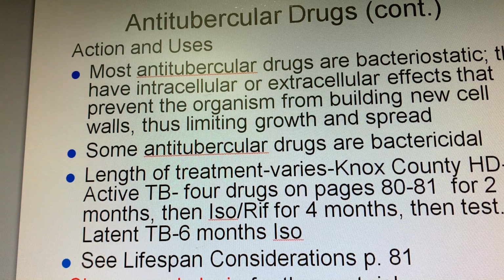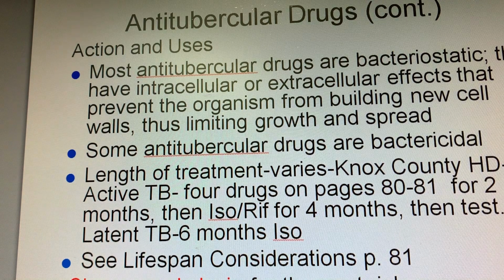Now, on pages 80 and 81, we see a list of the most commonly given anti-tubercular drugs. Most of these drugs are bacteriostatic. They work either inside or outside the cell to prevent the organism from being able to protect itself properly. And we learned when we talked about antibiotics that anytime an organism, the pathogen, can't build a strong cell wall, it's going to be weakened, it's not going to be able to reproduce properly, and the growth and spread of that bacteria is going to be affected. Now, some of the anti-tubercular drugs are bactericidal, but most of the ones that they're using nowadays are more bacteriostatic.